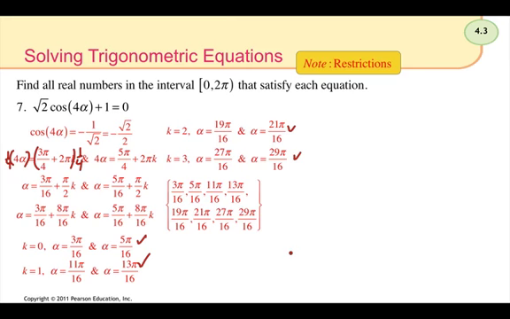Let's go to number 8. So isolate sine of 3x. This is what I get, radical 3 over 2. So what angle do you have radical 3 over 2? It turns out to be at two places, quadrant 1 and quadrant 2. So here they are at pi over 3 and every 2 pi units after that, and also 2 pi over 3 and every 2 pi units after that.